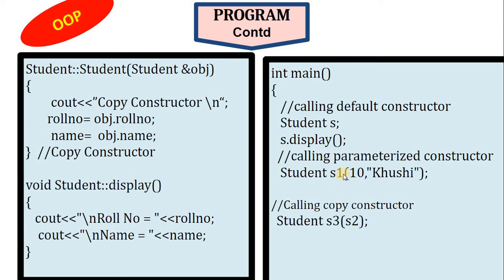Student s1 is to be replaced by s2, and now here I am copying s2 to s3. Copying S2 to S3 means you are copying 10 comma Khushi to S3 itself. So, when you write S3 dot display, at that time also it will display 10 and Khushi, because you have copied the value of S2 into S3.